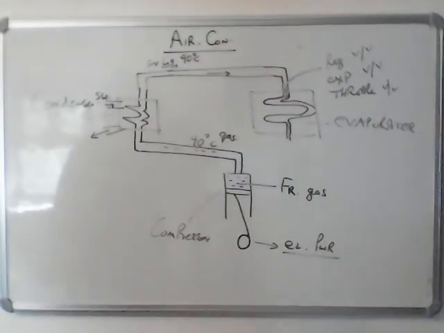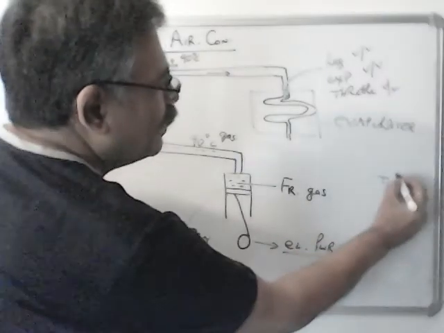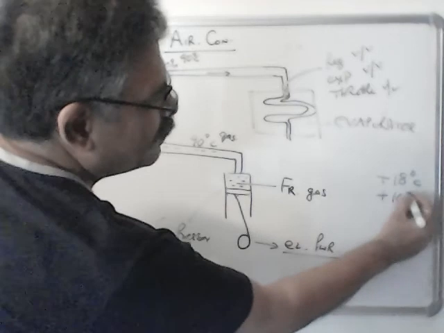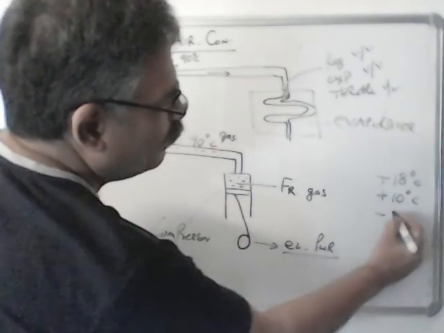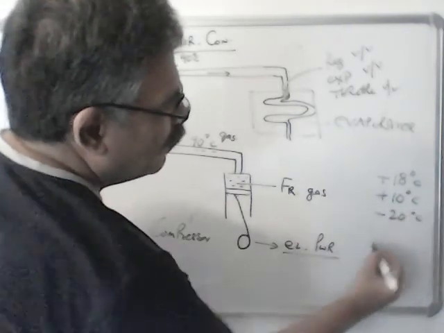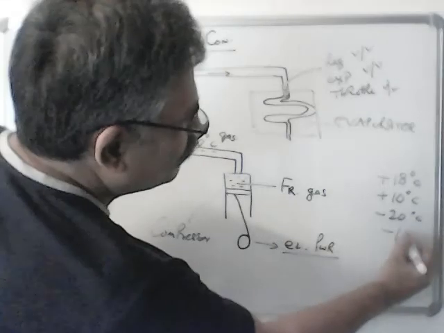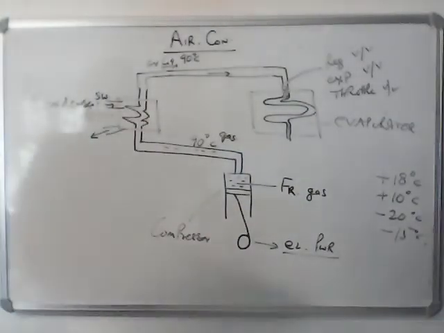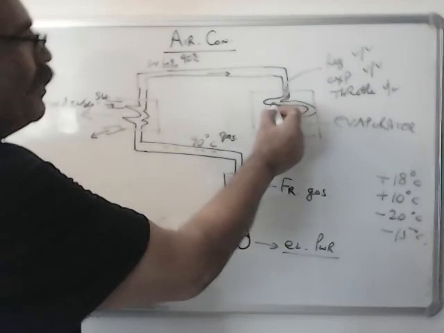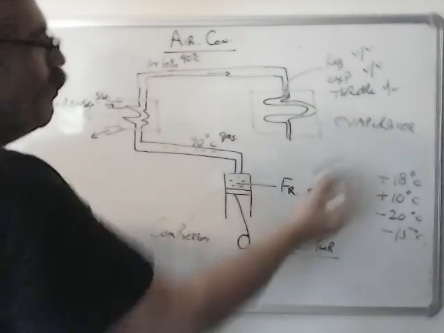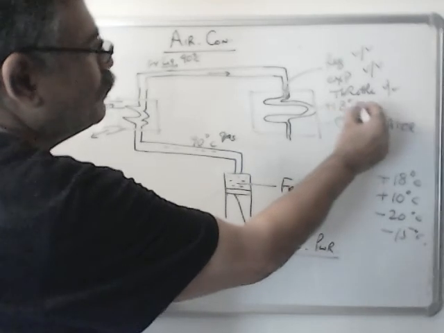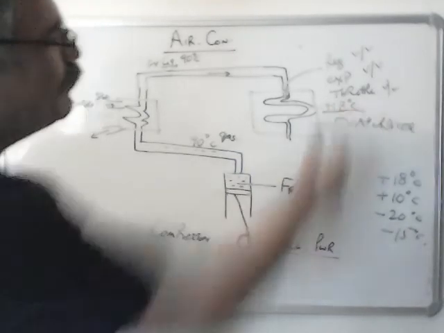If it's for accommodation air conditioning, you can have a cooling of plus 18. If it is for a vegetable room, plus 10 degrees. If it is for a fish room, minus 20. If it is for a meat room, minus 15. So that can be controlled from here. So this gas which enters here becomes cold, let's say plus 18 degrees for your room air conditioning.